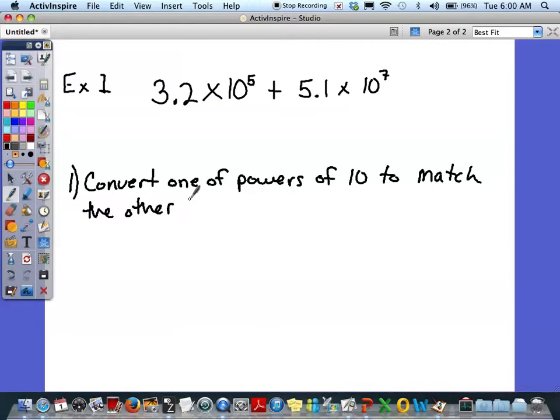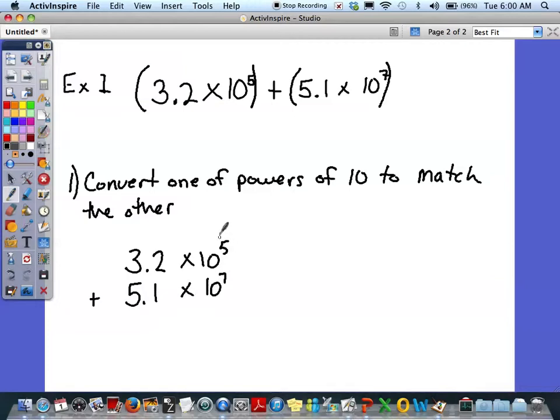In other words, this is a number plus a number. In the number on the left, we have 10 to the 5th power. In the number on the right, we have 10 to the 7th power. Now, we can't just stack these and add them. We can't just go 3.2 times 10 to the 5th plus 5.1 times 10 to the 7th.